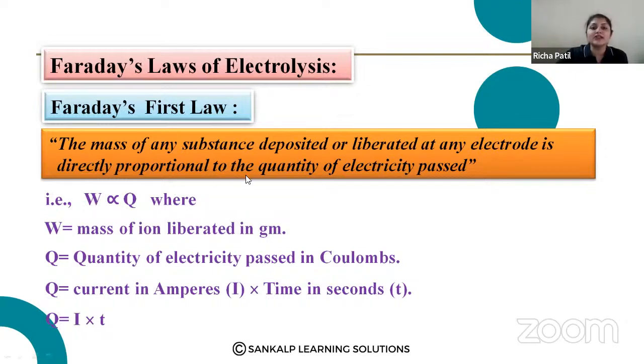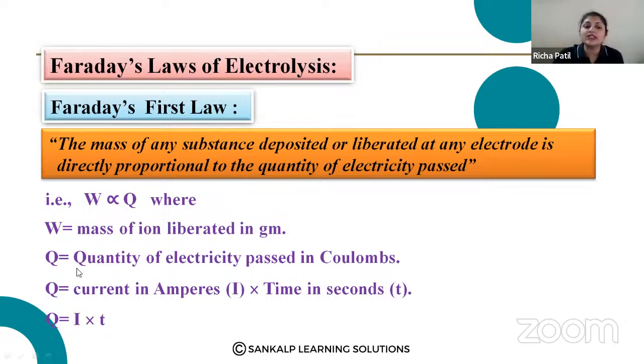So Faraday's law is stated like this. In mathematical form, W is directly proportional to Q, where W is the mass of ion which is liberated in grams, and Q is the quantity of electricity passed in coulombs.